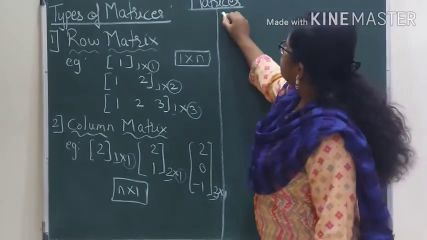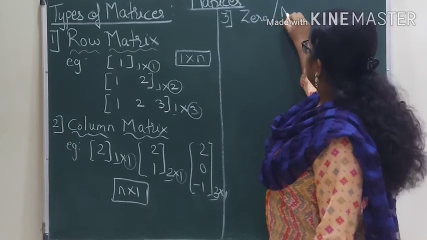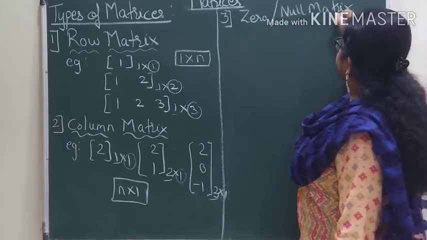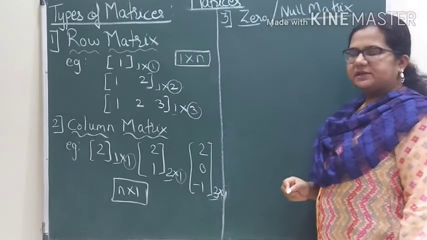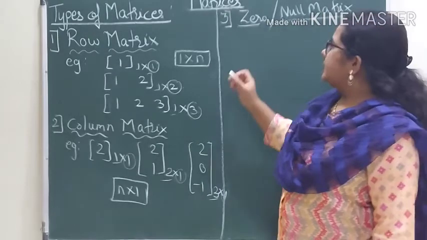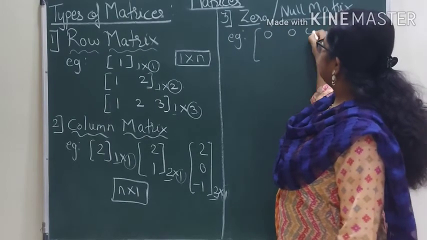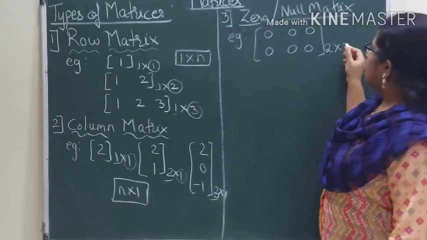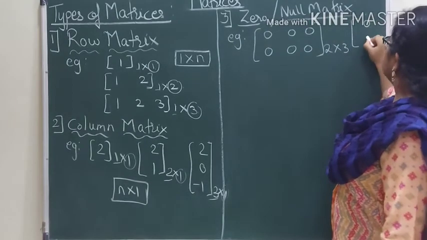Okay. The next type is zero or null matrix. What does zero or null matrix mean? That every element of a matrix, if it is 0, then that matrix is called a zero matrix. 0, 0, 0, 0, 0, 0. So this matrix is of 2 by 3 order. Every element is 0. Therefore, this matrix is called a zero matrix.